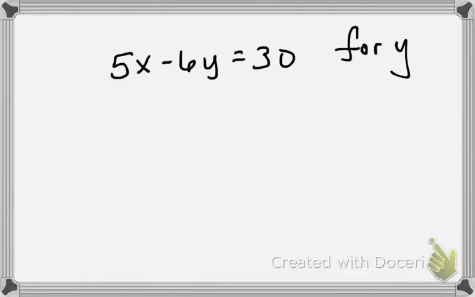Alright, this is a typical problem that we usually get, and they want us to solve for y. Alright, so you have to ask yourself what's being done to y. Well, y is being multiplied by -6, and it's also being added by 5.